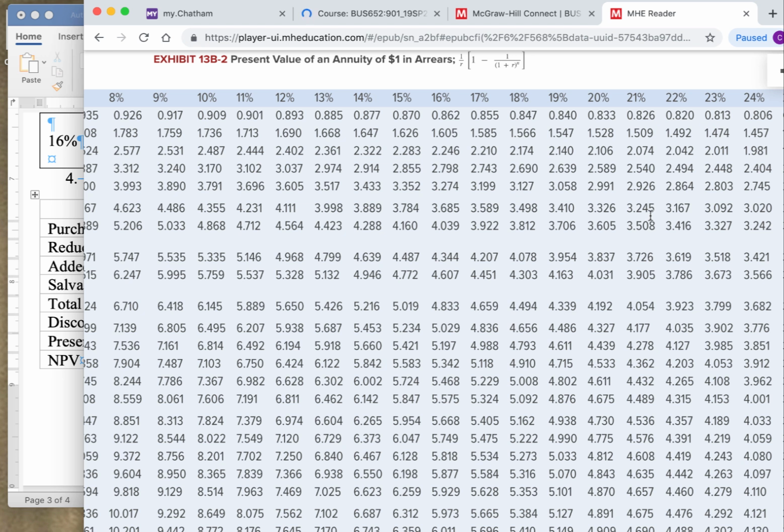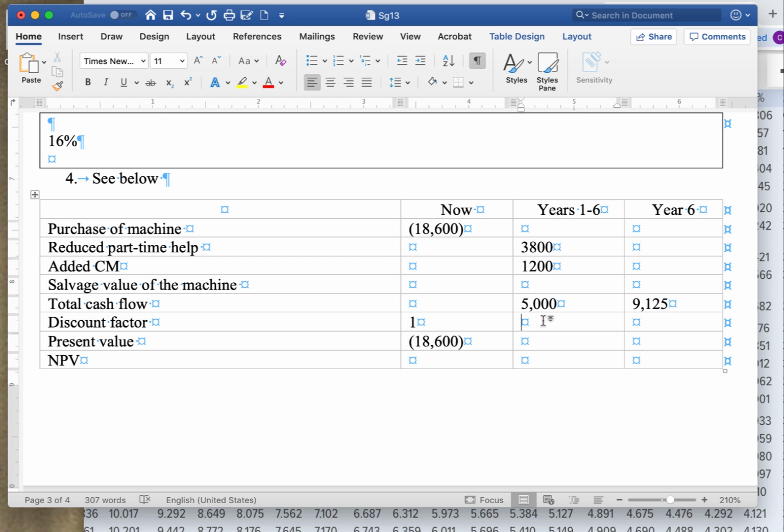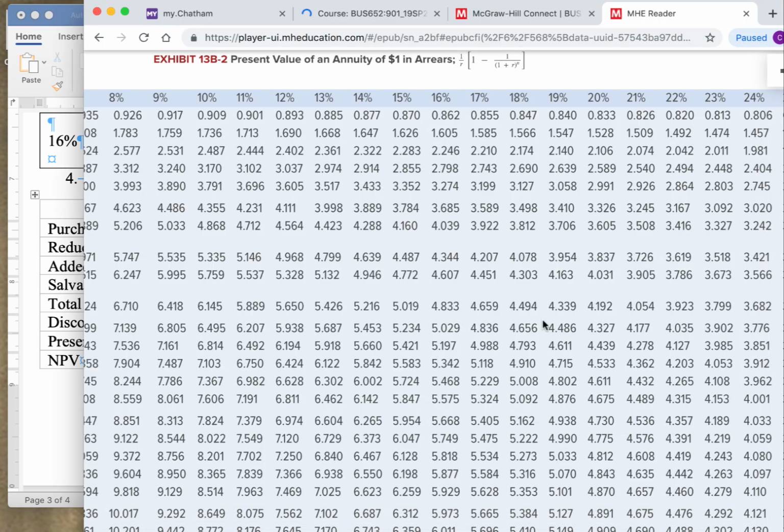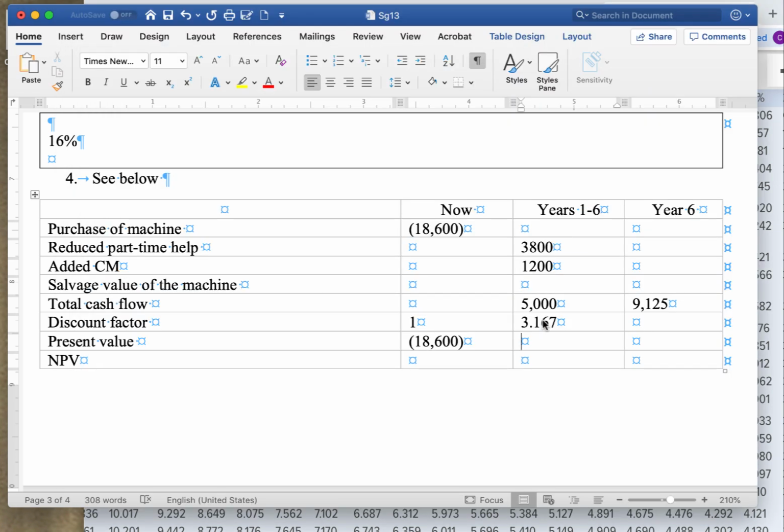So I'm going to pick a number. I'm going to pick 22%, okay? And I see that 22% is 3.167. I'm just going to go with that. So I'm going to multiply my 3.167 times my 5,000. And that ends up giving me 15,835. Okay, cool.